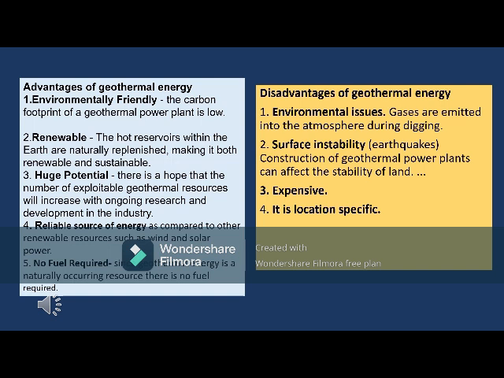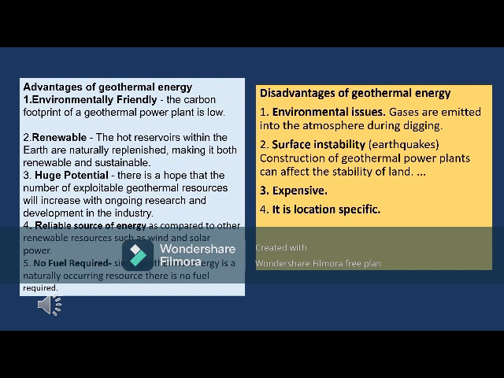Number three, there is a huge potential, and we do have lots of geothermal resources, lots of volcanoes. This will increase with the ongoing research and development in the industry.